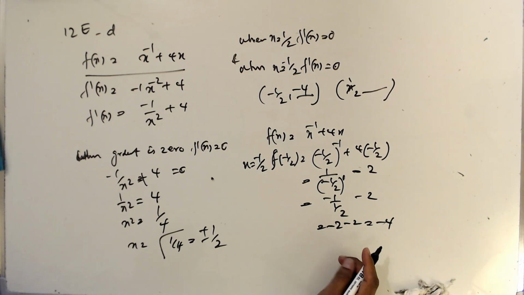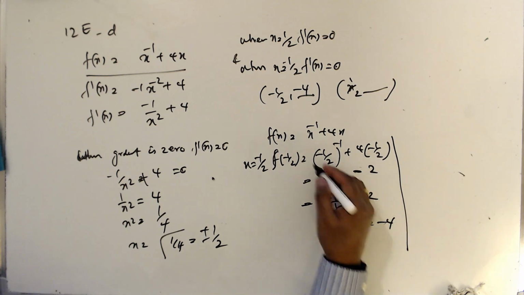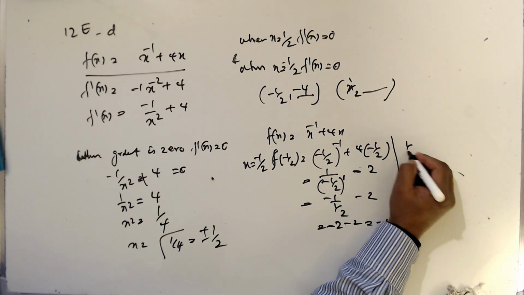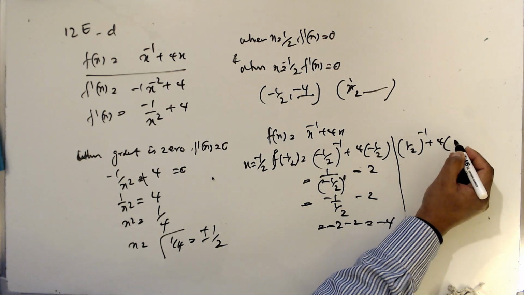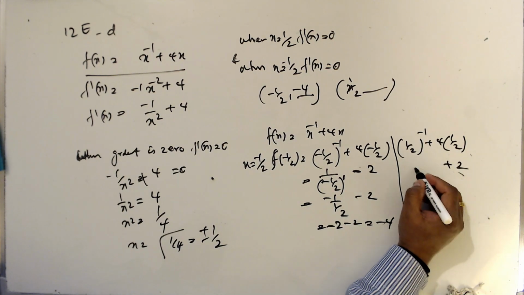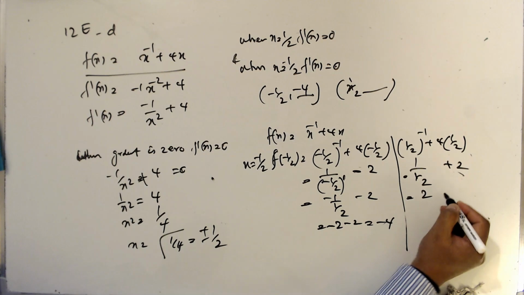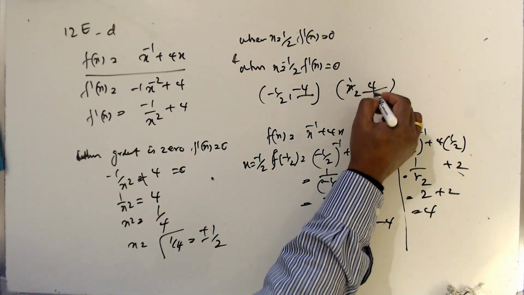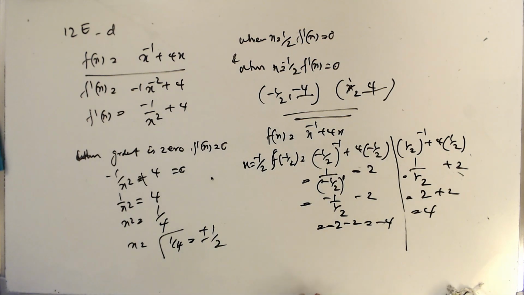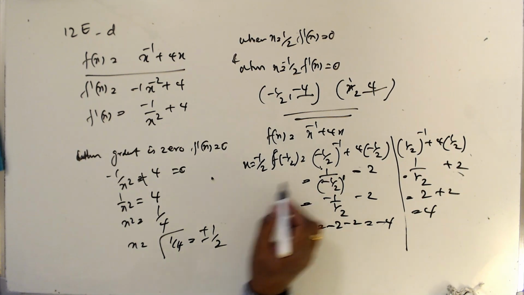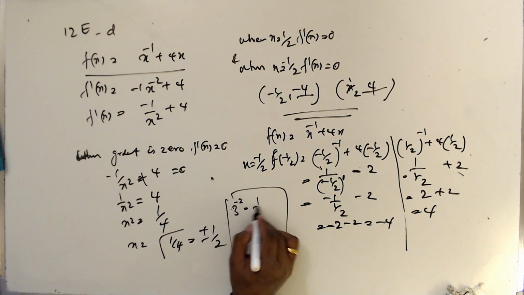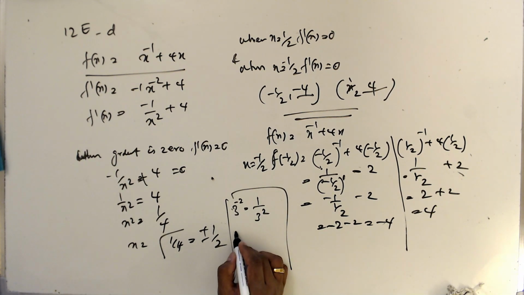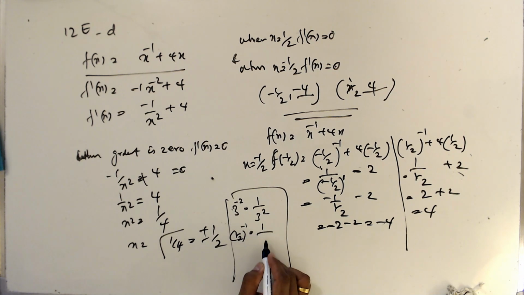Now when x equals half, this is going to be half to the power minus 1 plus 4 times half. So this is plus 2. This is 1 over 1 half, which is 2. It means 2 plus 2 is 4. So when it is half, it is 4. Here I use that we know if I have 3 to the minus 2, I can write 1 over 3 squared. Likewise, if I have half to the minus 1, I can write 1 over half to the positive 1.